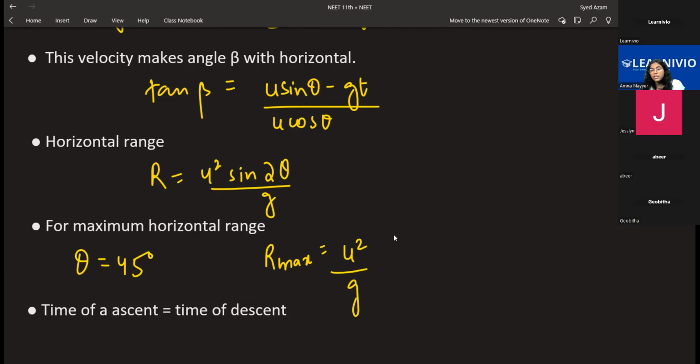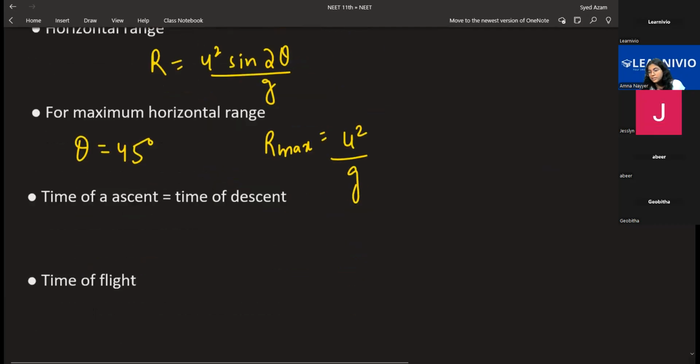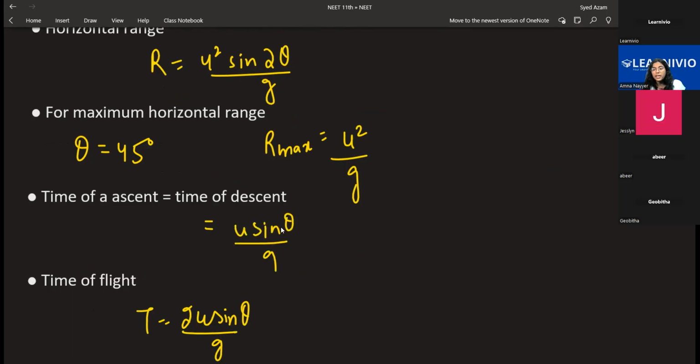And one important thing that you should know is time of ascent is equal to time of descent. So for the whole time period, T is equal to 2u sine theta divided by g. When you take just the time of ascent or just the time of descent, it will be half of it, so it will be u sine theta by g.